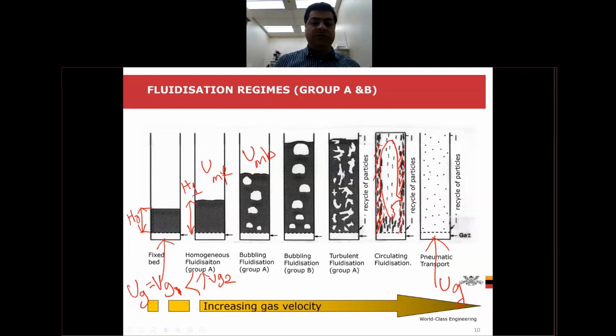So if you compare a fixed bed to a transport fluidized bed, if you look at the concentration of the solids, you see that in a fixed bed you have a very dense concentration of the solids, but in the transportation regime, the concentration of solid is very dilute, very low. So you have different fluidization regimes with respect to gas velocity.